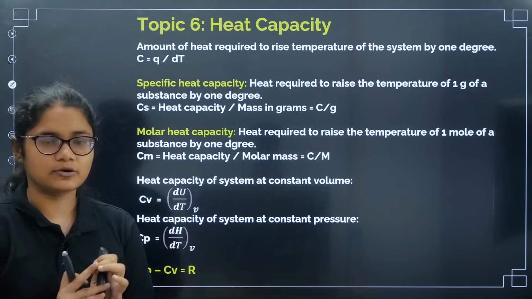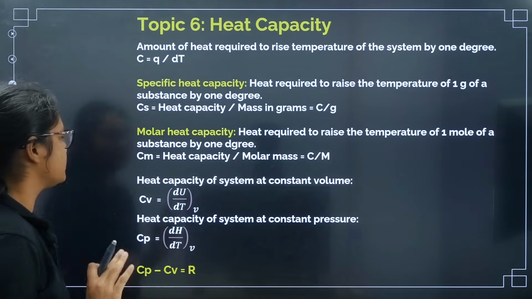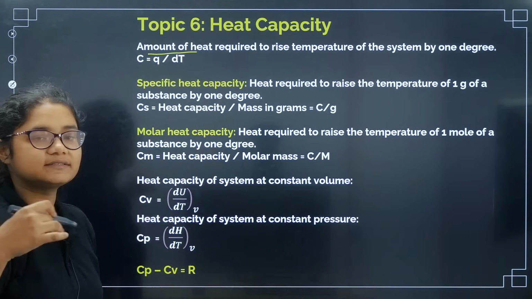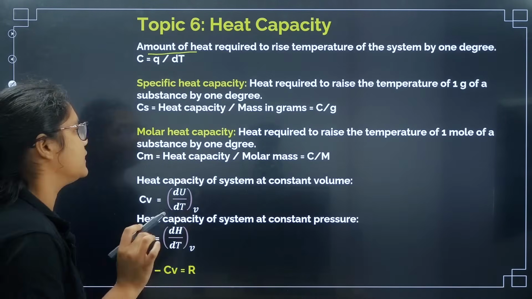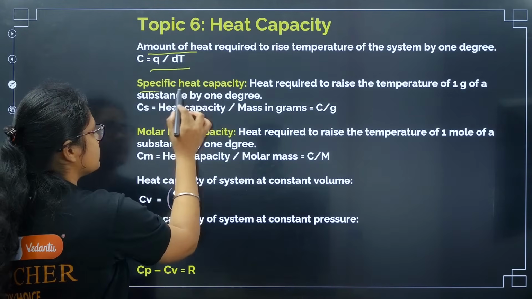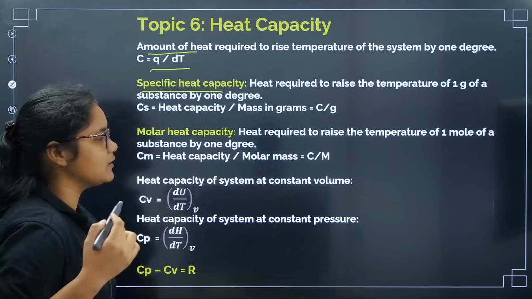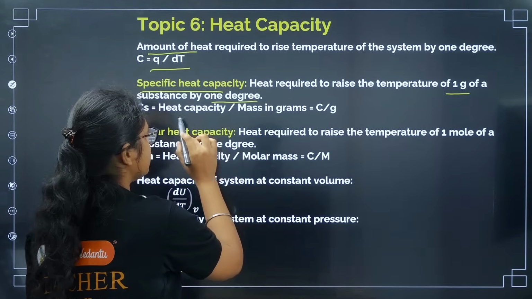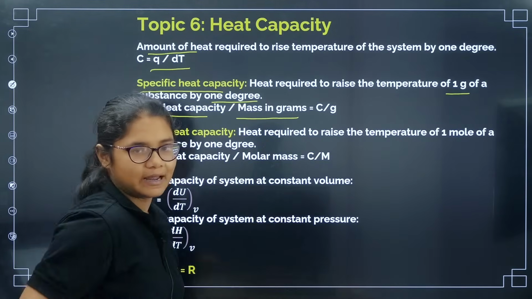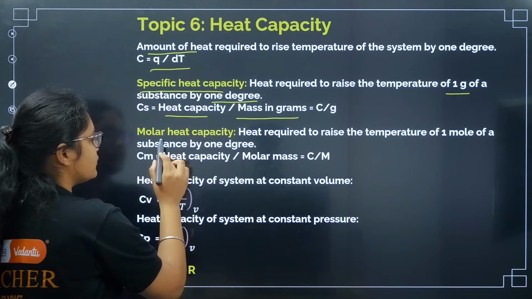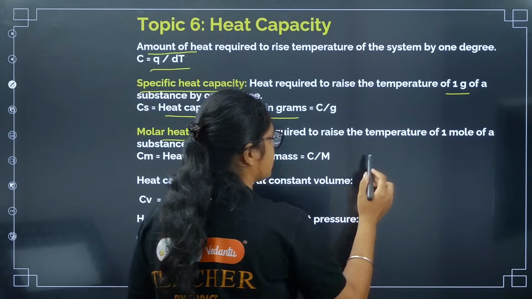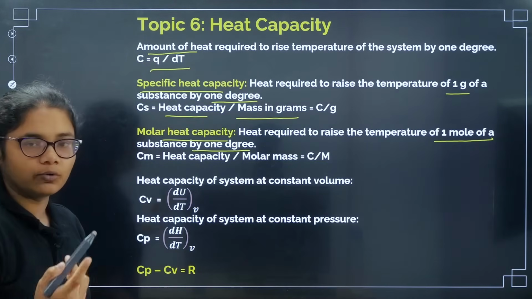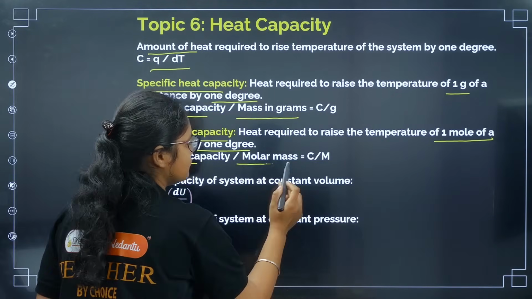So heat capacity, not many questions are asked. So you can just note the basic formula. Heat capacity is the amount of heat to raise the temperature of a substance by 1 degree, dQ by dT. Specific heat capacity is to raise the temperature of 1 gram of a substance by 1 degree. So it is heat capacity by mass in grams. Next, molar heat capacity is the heat required to raise the temperature of 1 mole of a substance by 1 degree. So that is heat capacity by moles.